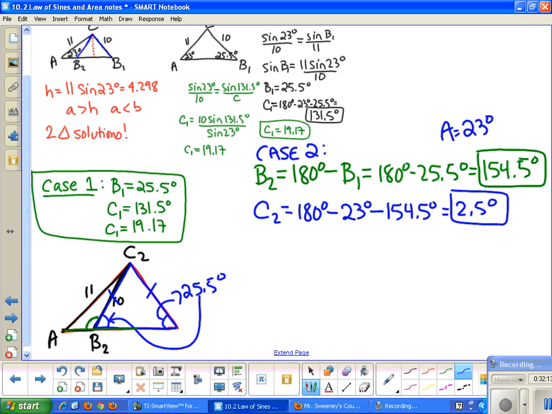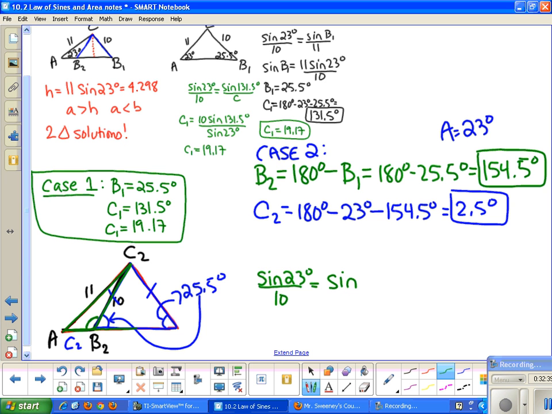And then the last thing I need to do is now solve for this C2 right here for that little triangle, because again, remember, we're solving this triangle right here, which is very small. So for this case, now I have the sine of 23 degrees over 10 equals the sine of, let's do 2.5 because that's our C.